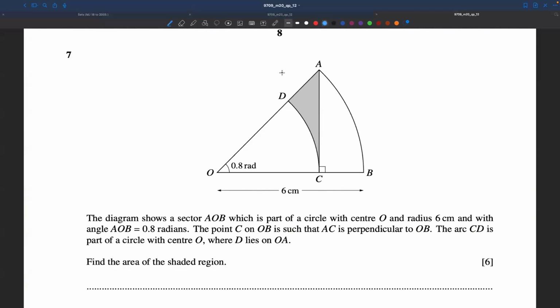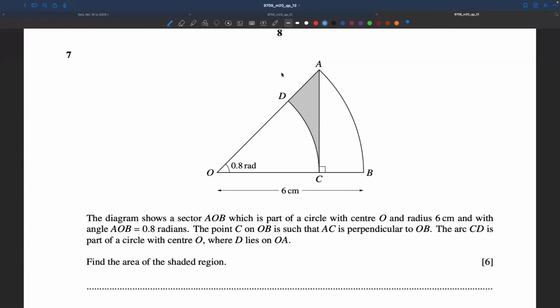The diagram shows a sector AOB, which is part of the circle with center O and radius 6. Everyone should be attempting this question on their own as well. I will also be doing it for you, but rather than just copying my work, it is better that you also do it on your own. With angle AOB equal to 0.8, the point C is such that AC is perpendicular. The arc CD is part of a circle with center O. Find the area of the shaded region.